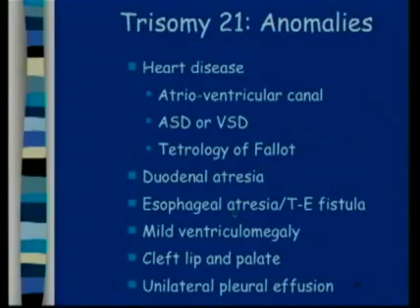Okay. Now, what are the anomalies you should think about for trisomy 21 or Down syndrome? First, you should think heart disease. Do they have an AV canal? Atrioventricular canal? Do they have a septal defect, either an atrial septal defect or a ventricular septal defect? Perhaps they have tetralogy of Fallot, all things that we can look for on ultrasound. Do they have duodenal atresia with a double bubble sign, esophageal atresia with polyhydramnios, mild ventriculomegaly, cleft lip and palate, unilateral pleural effusion?